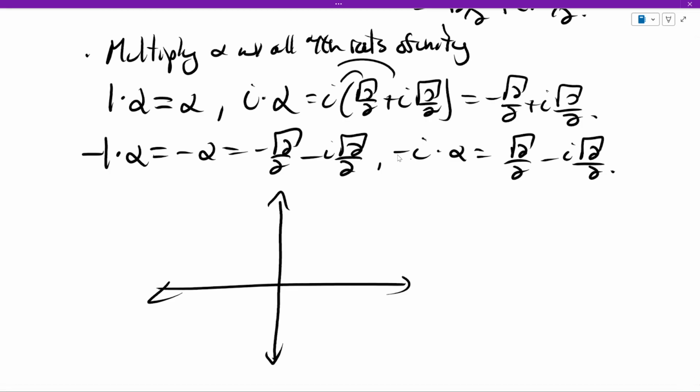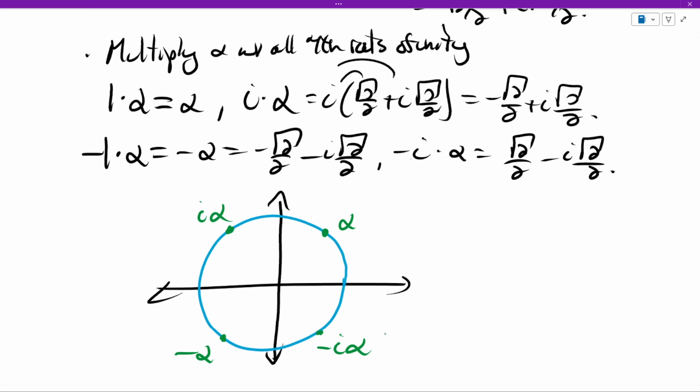Let me draw the unit circle. All right, alpha is here in green. That's root 2 over 2 plus i root 2 over 2. Let's look at i alpha. i alpha is negative root 2 over 2 plus i root 2 over 2. Here's i alpha, it's right here. All right, negative alpha is just on the other side. So negative alpha is here, and then negative i alpha is there.